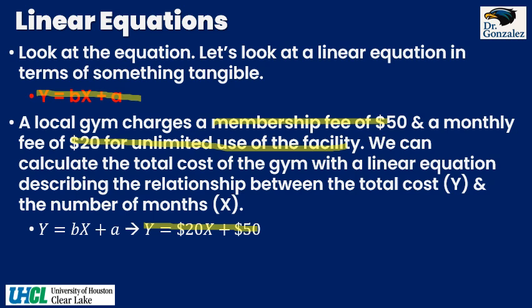So if I pay my $50 fee and then I have my gym membership for 2 months, 20 times 2 is 40, and then 40 plus 50 is 90. The total cost of my gym membership, including the membership fee for 2 months, is $90, okay?